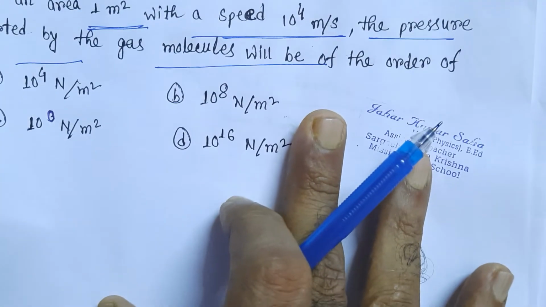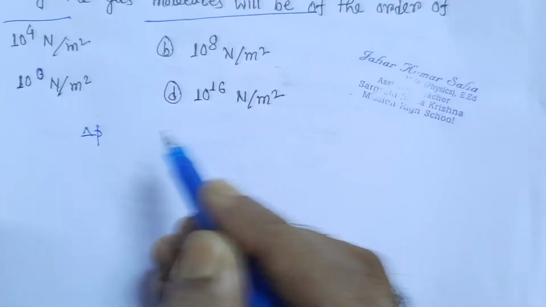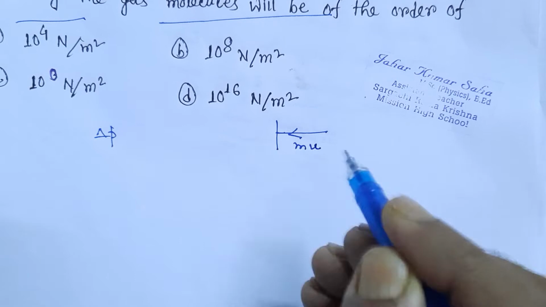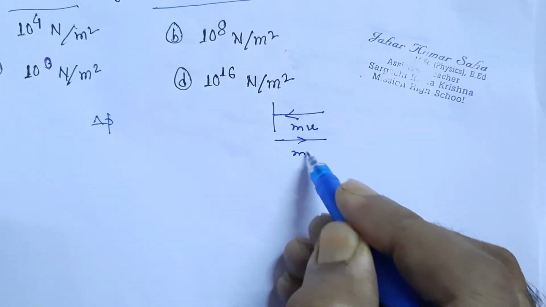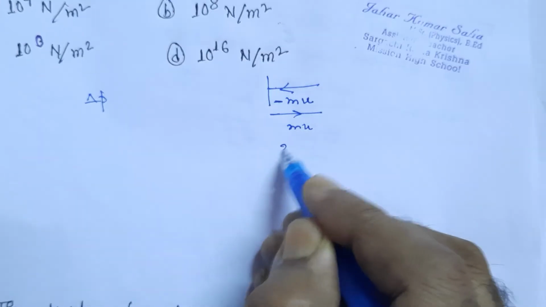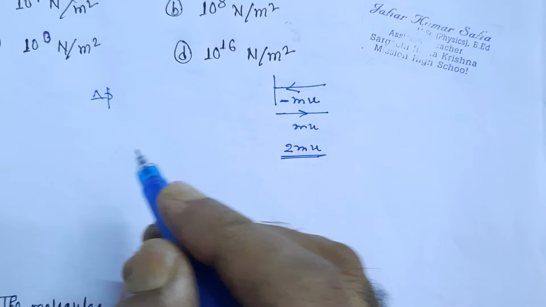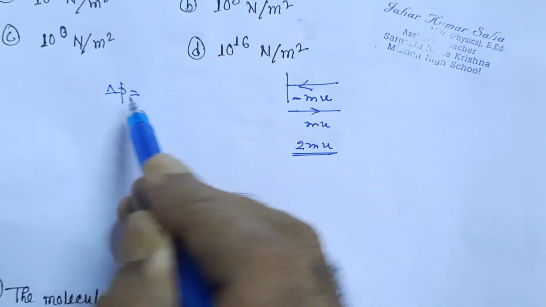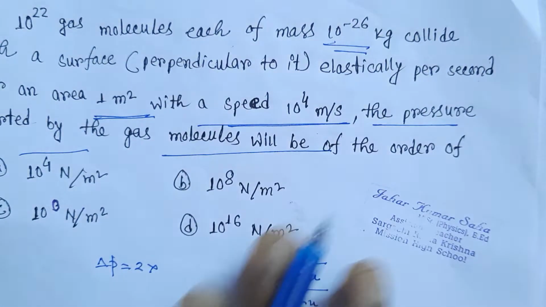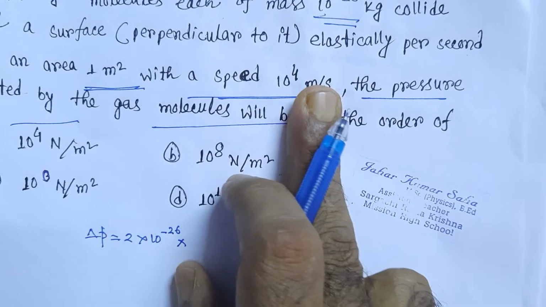Here, the change in momentum: molecules are impinging on the wall with momentum mu, and they are going away with also momentum mu. Initial momentum was minus mu, final momentum is mu. So the total change in momentum is 2 mu. Mu minus of minus mu equals 2 mu. Now, delta P, change in momentum, is 2 into m. The value of m is 10 to the power minus 26, into u. U is 10 to the power 4.